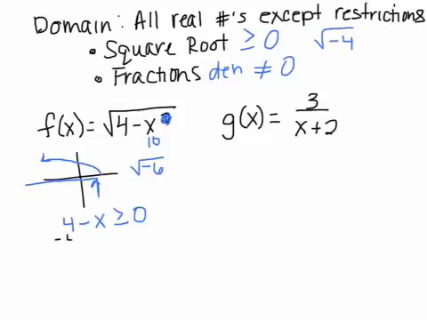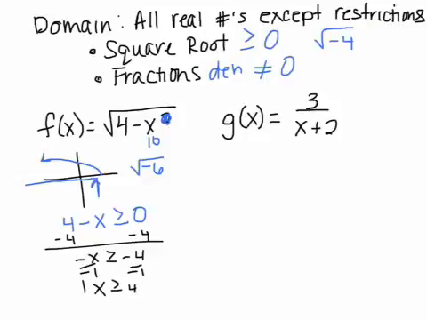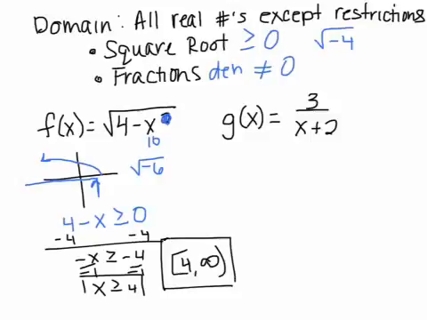Let's subtract 4 to the other side. So I have -x is greater than or equal to -4. Divide by -1. And when I divide by a negative, I flip my inequality. So I can write it one of two ways: inequality notation, interval notation. And again, read your directions to see what answer is being asked for.